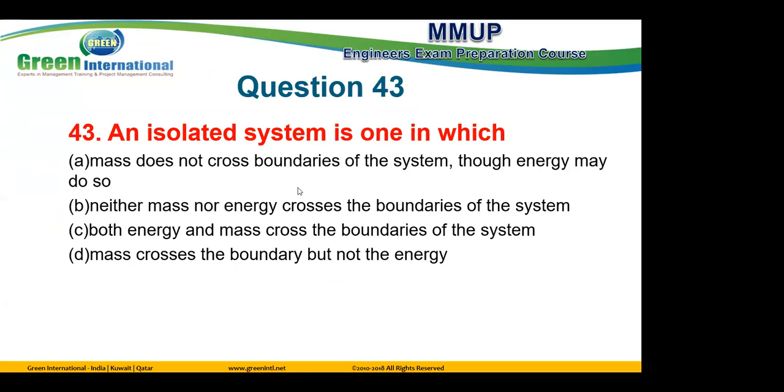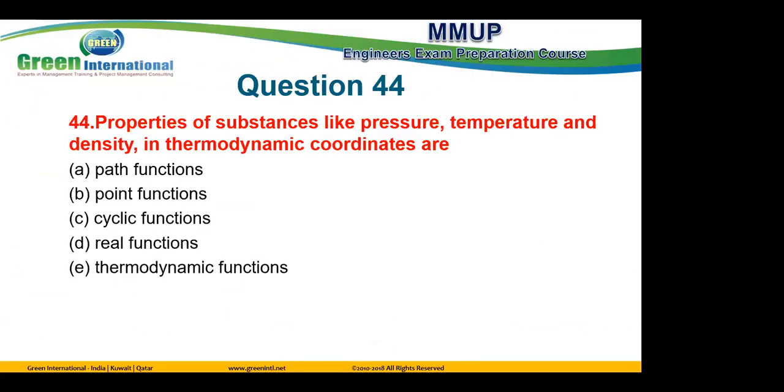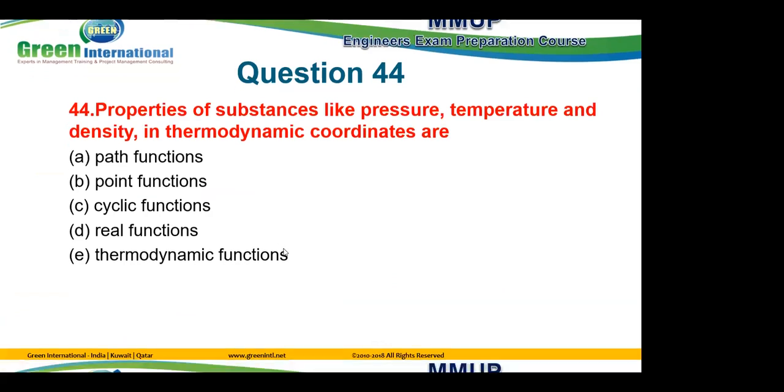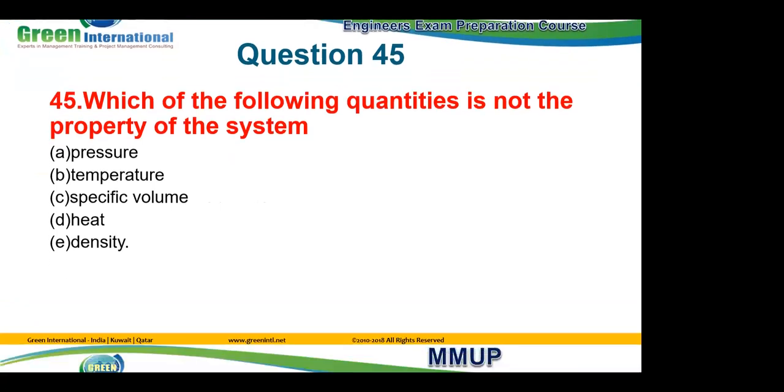An isolated system is one which neither mass nor energy crosses the boundaries. Correct. Properties of substances like pressure and temperature, their thermodynamic coordinates, are point functions. Yes, great. Which of the following quantities is not a property of the system? Heat.